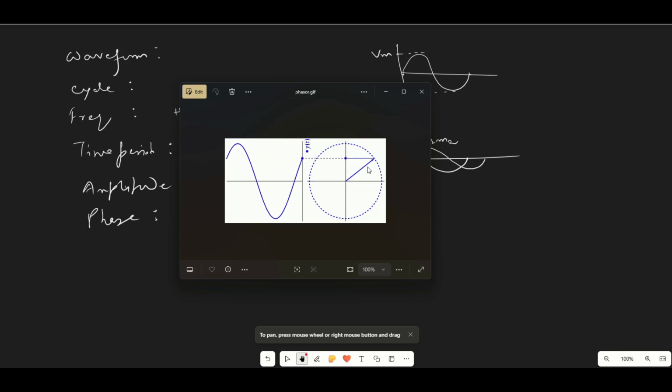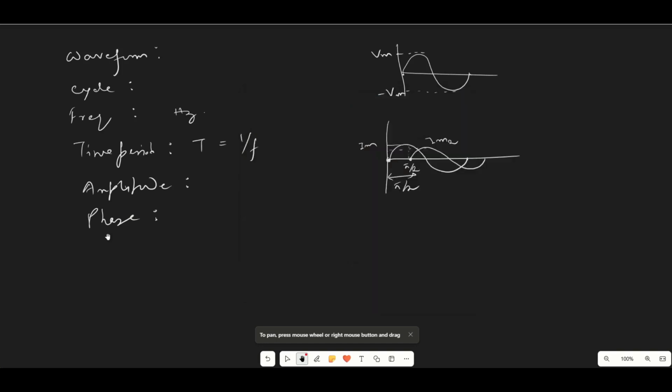So in order to know about this, we'll again discuss this phasor diagram in our later discussion. Before that, for now, just understand that this alternating quantity can be represented by this phasor. So we'll see how it works in our later discussions. Now moving on to our terminologies. We have discussed waveform, cycle, frequency, time period, amplitude and phase.